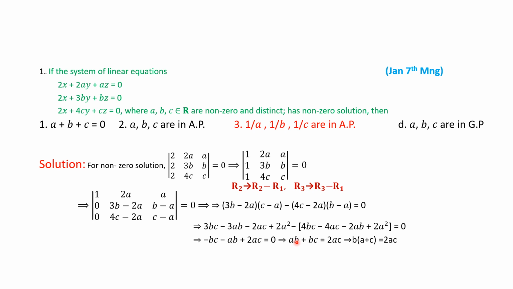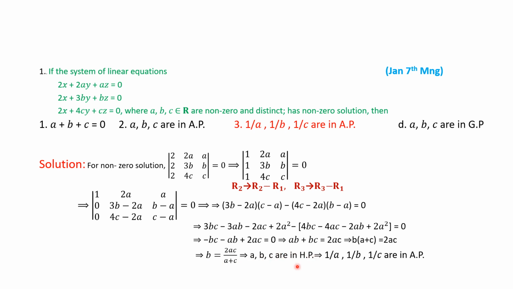Here ab plus bc equals 2ac. Now b into (a plus c) equals 2ac. Then the next step is b equals 2ac by (a plus c). Here we observe that the value of b equals 2ac by (a plus c), which is the harmonic mean in a harmonic progression. Then the numbers a, b, c are in HP.